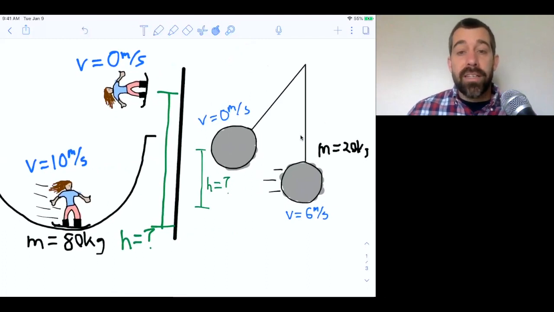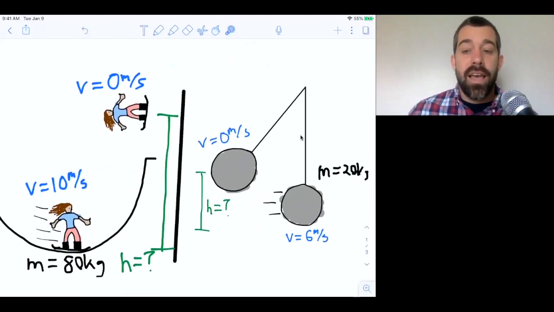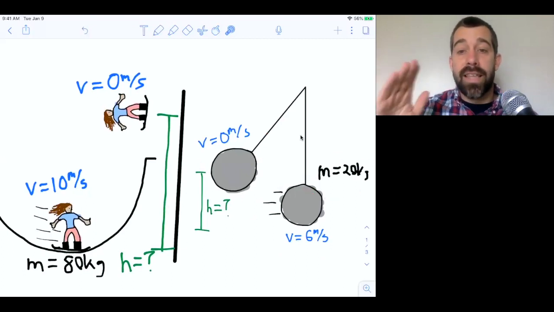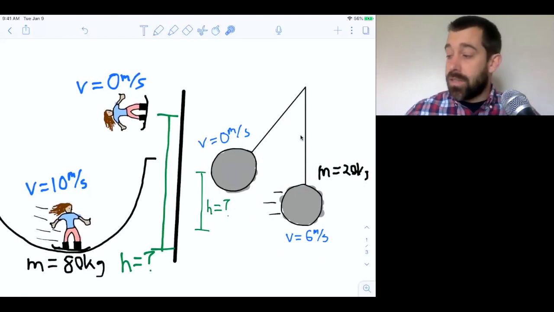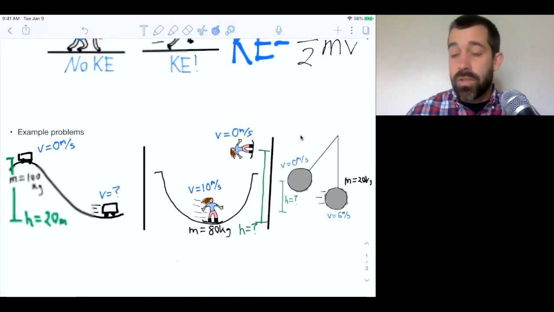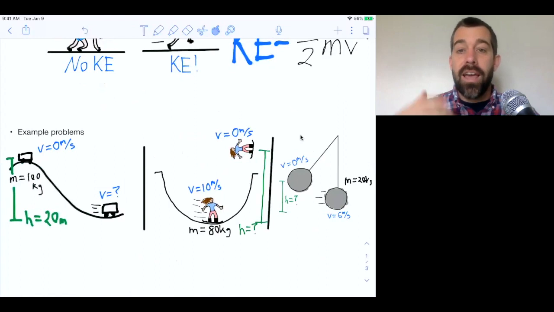And then off on the right, we're going to have an example of a wrecking ball that starts off at a velocity of 0 meters per second and swings down. At the bottom of its swing, it has a speed, or velocity, of 6 meters per second. It has a mass of 20 kilograms, and we're going to try to figure out what is the height. Now, the way we're going to do this is I am going to work on the first 2. So the roller coaster and the snowboarder, those are my responsibility. I'm going to fill those out and show you how those work. You are going to work on the wrecking ball.